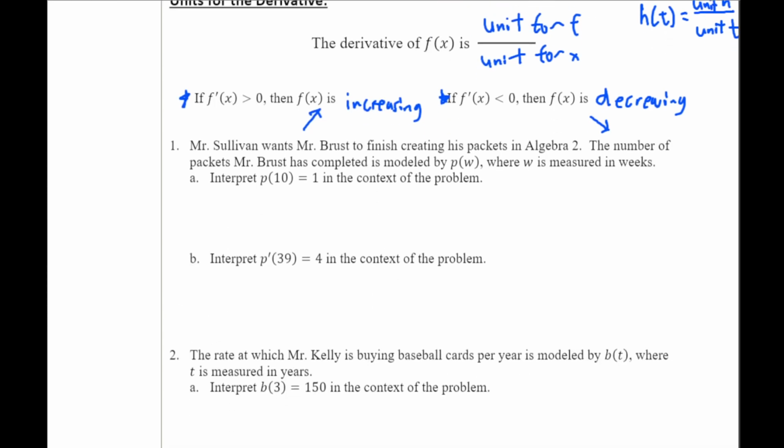Question 1. Mr. S wants Mr. B to finish creating his packets in Algebra 2. The number of packets Mr. B has completed is modeled by P of W, where W is measured in weeks. Interpret P of 10 equal to 1 in the context of the problem. 10 is your input, W. So after 10 weeks, and then the output, the number of packets Mr. B completed. Mr. B completed 1 packet.